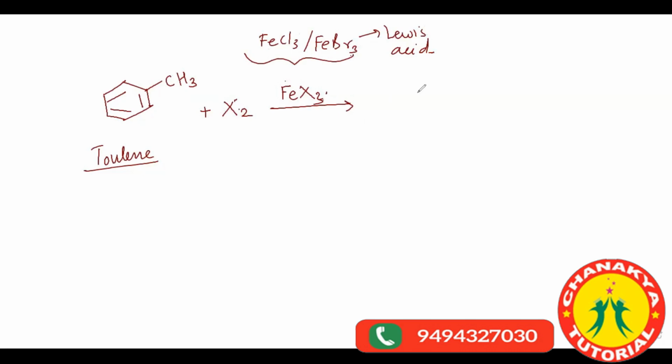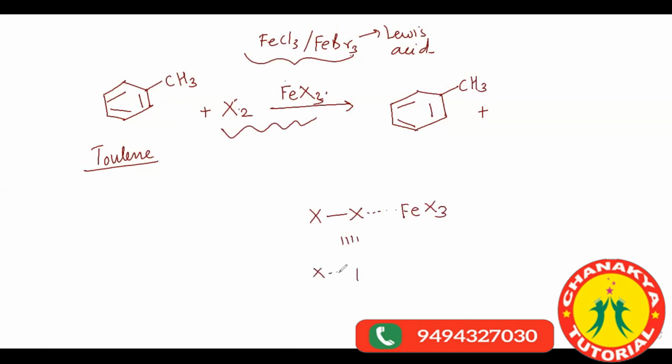Means in the mechanism, if we see what we will get, suppose this is the benzene ring, which is substituted by CH3, means it's toluene, right? What happened within these two? This is X2. It gets bonded with this FeX3, and hence it will be converted into X attached with FeX4. Okay, fine. So one becomes electron rich and the other becomes electron deficient.